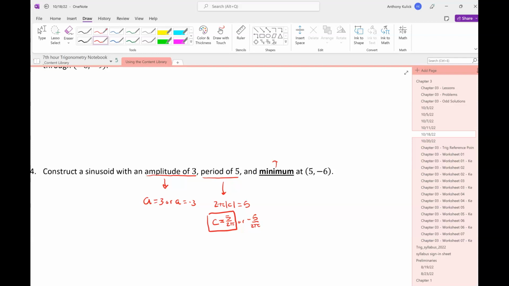Should choose cosine. The rule for making that decision is if the point is an extreme point, that is, it's a maximum or minimum, we should use cosine. If it's a midline point, you should use sine. If you have one of each, it doesn't matter. You could pick either one. It'll be fine. Is everybody okay there?